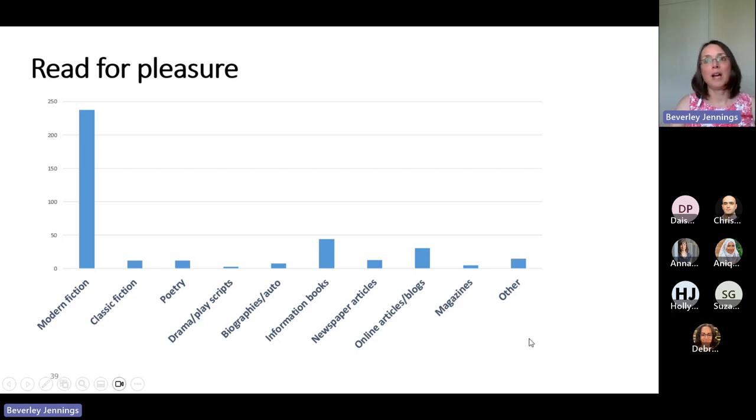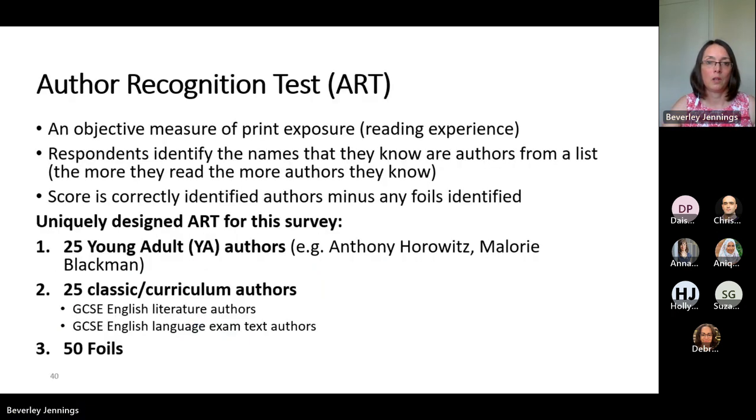So thinking about it from a practitioner point of view, it's really interesting to know that the type of reading they're going to need for the vocabulary that's in the exam is the type of reading that's happening at home, not the type of reading that's happening in school, according to the survey.